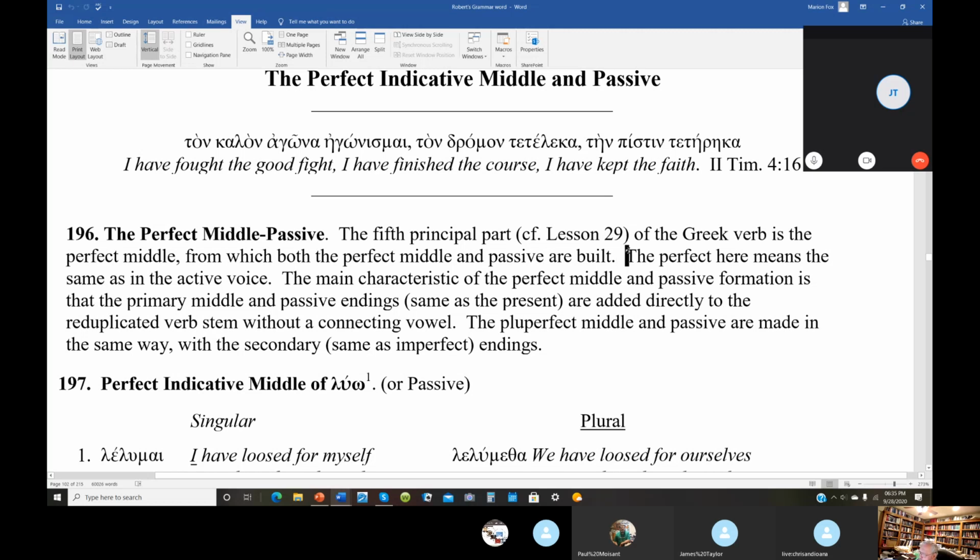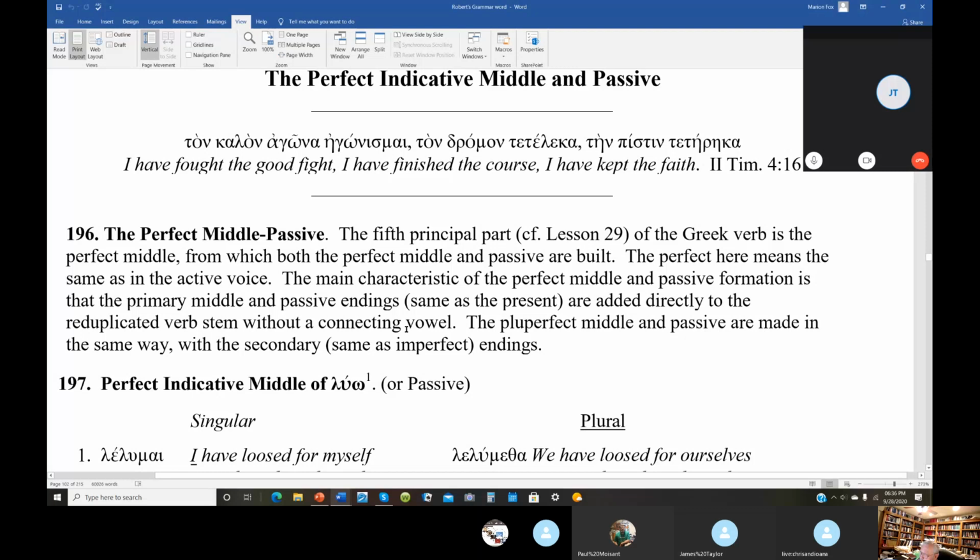Now, what he's saying here is when you go from active to the middle or passive voices, the meaning of the perfect tense really doesn't change. It's only the voice that is different. So the perfect tense still has the same meaning. So we'll go back and look at some of that in just a little bit. The perfect means the same as the active voice. Now he's not saying active and middle and perfect and passive all have the same meaning. He's saying that the tense has the same meaning. The voice is different. The main characteristic of perfect middle and passive is that the primary middle and passive endings, same as the present, are added directly to the reduplicated verb stem without a connecting vowel.